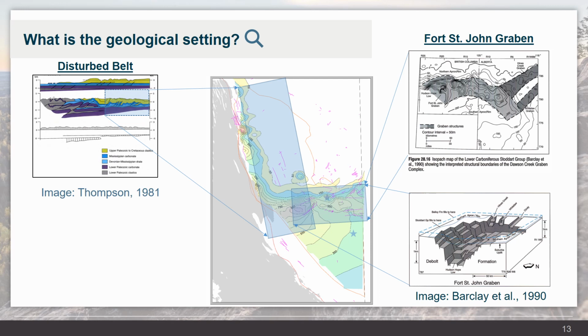Another feature, called the Fort St. John Graben, formed much before the mountains by forces that pulled the area apart, but today it is reactivated by the pressures that formed the mountains. These two areas represent unique geological features that influence induced seismicity in their respective regions.